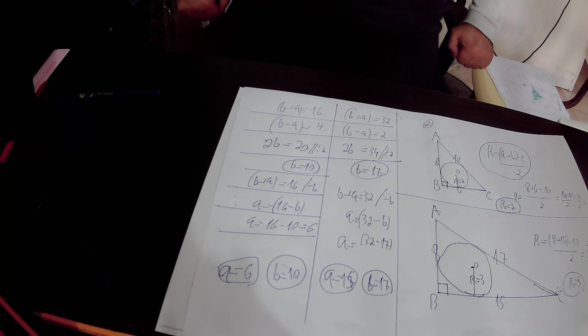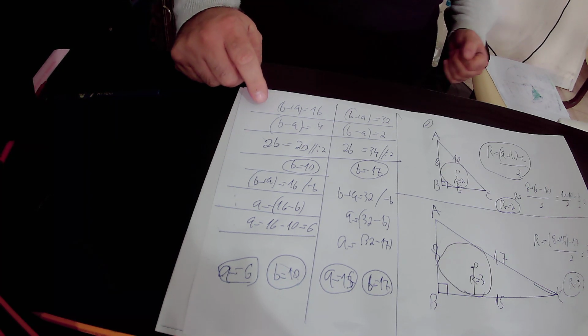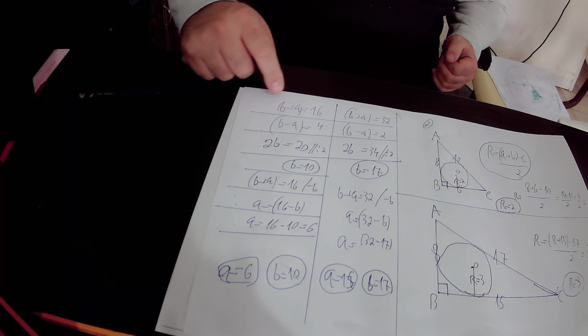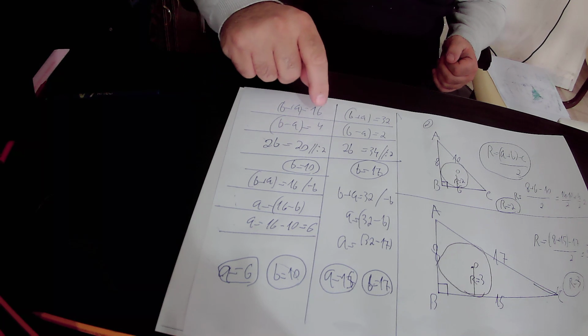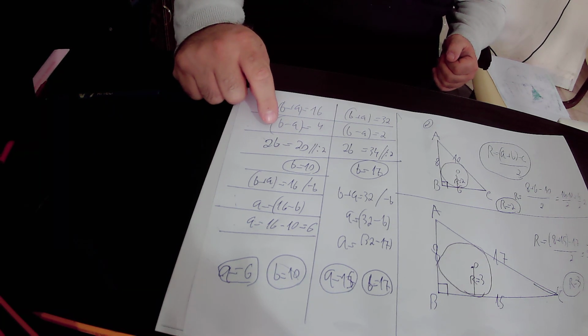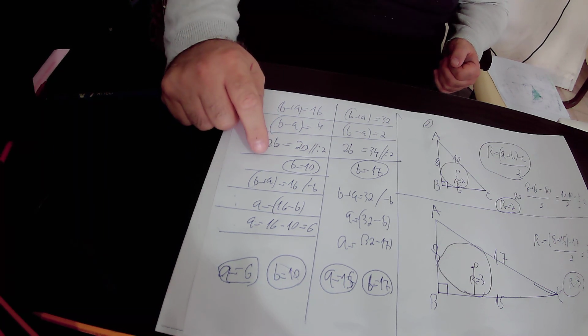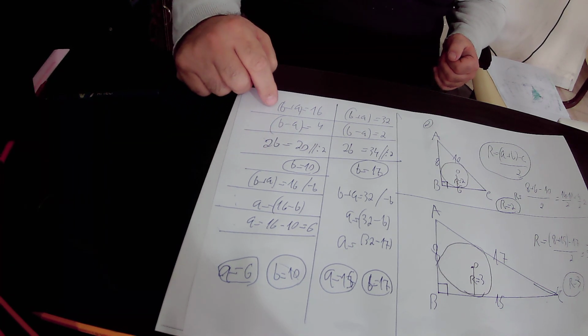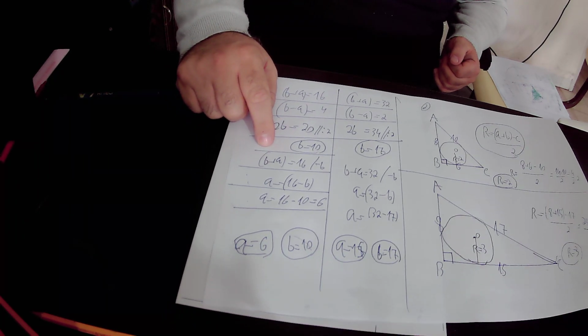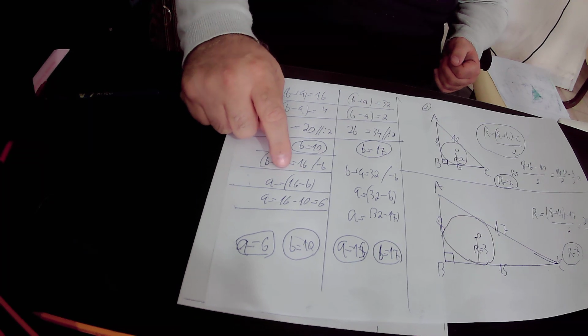So here we will add the first equation to the second equation, and we get that b plus b is 2b, a minus a is 0, and 16 plus 4 is 20. So in conclusion, we found out that 2b equals 20. We divided this equation by 2 and found out that b equals 10. And according to this equation, b plus a equals 16. We subtracted b from this equation and found out that a equals 16 minus b.